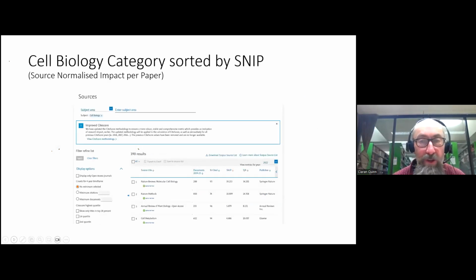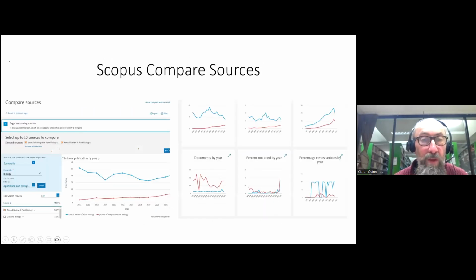But again, cell biology, sorted by SNIP in this case, source normalized. Again, there are the rankings there. Nature Reviews Molecular Cell Biology, and you can see there, huge scores that rapidly decline. So that one, Nature Reviews Molecular Cell Biology, is ahead by a long way. So that would be your target in that case, if that subject area applied to you.